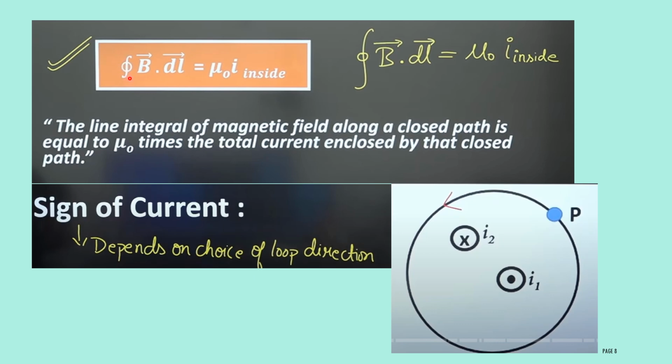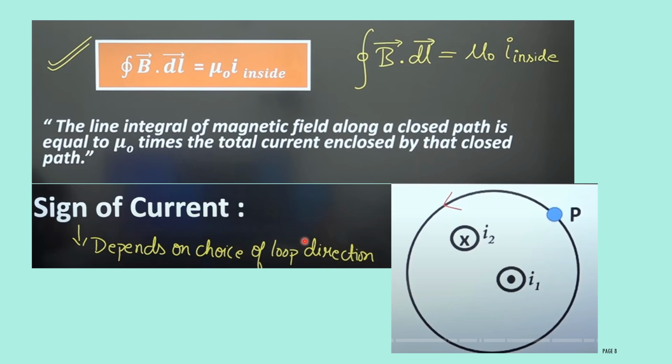This symbol indicates the closed integral. Here the line integral of B dot dl will be equal to mu naught I inside. The line integral of the magnetic field along a closed path will be equal to mu naught times the total current enclosed by that closed path. Here, the line integral of the magnetic field will be equal to mu naught times the total current enclosed in a closed path.